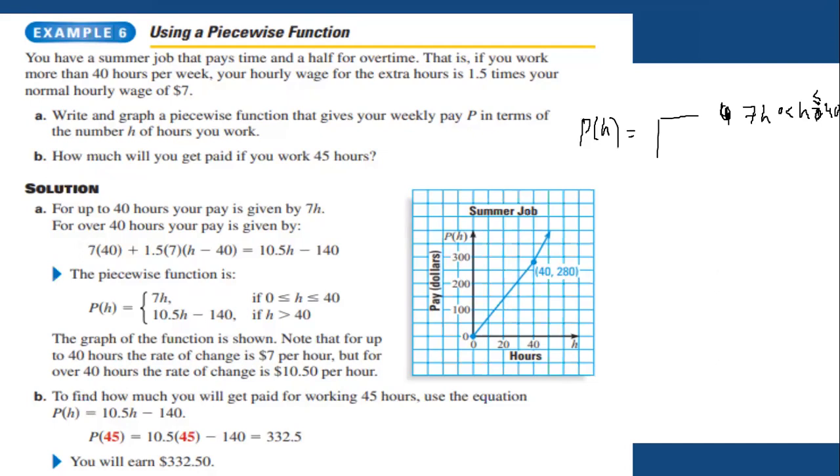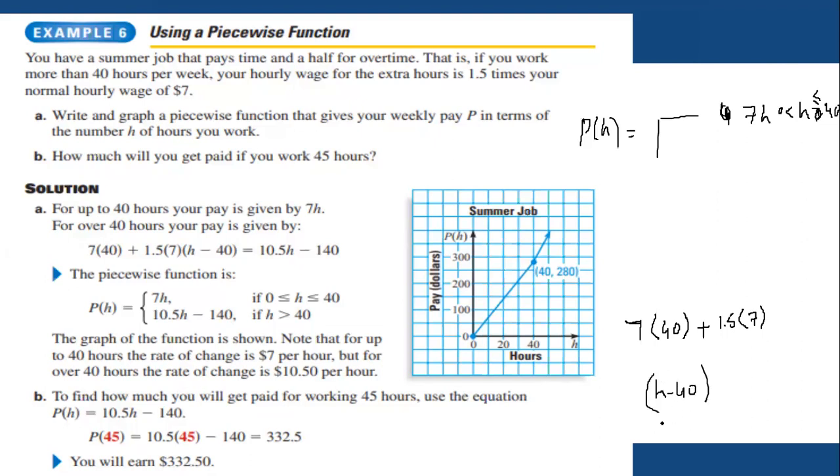Now the second one, this one is important. One is your permanent salary, which is 7 per hour up to 40 hours. Then you have extra: 1.5 times your permanent salary, that one is 7 per hour. But if you work for more than 40, this one is important, how you can write more than 40: write h minus 40.